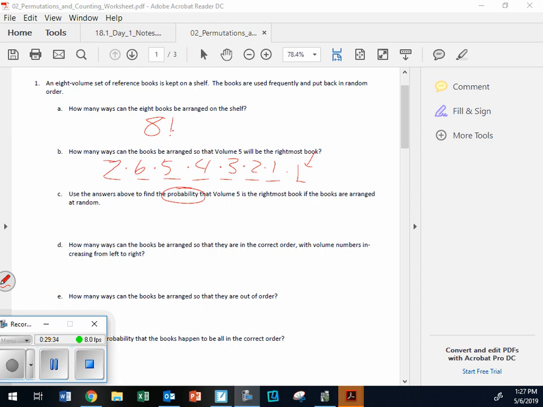All right. Probability means what you want over what's possible. What do I want? I want the volume 5 as the rightmost book. That's this. That's what I want. Over means divided by what was possible. All of those, which is what was possible. You're going to divide them. I would use scientific notation, and I would use the second answer thing on the calculator to do it. But option B, watch this. 7, 6, 5, 4, 3, 2, 1.